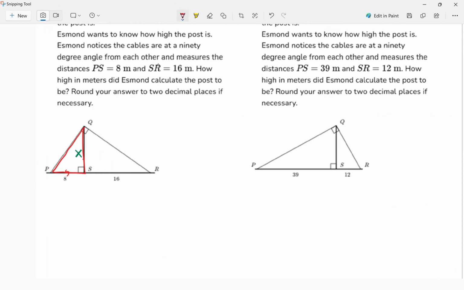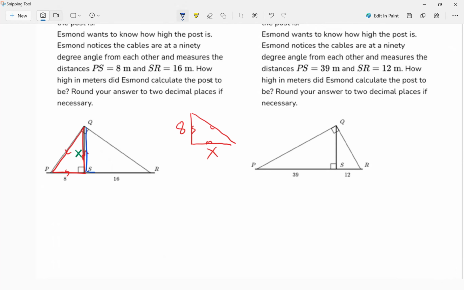Here's the small, medium, and large of the small triangle. So I'm going to go small, medium, and large. The small side is 8. The medium side is X. And for the large side, I don't know. I'm going to leave it empty.